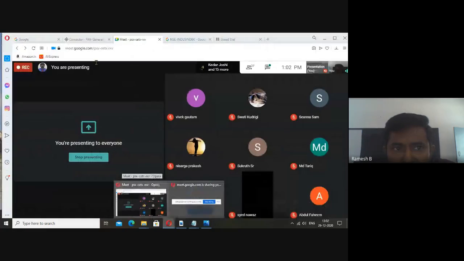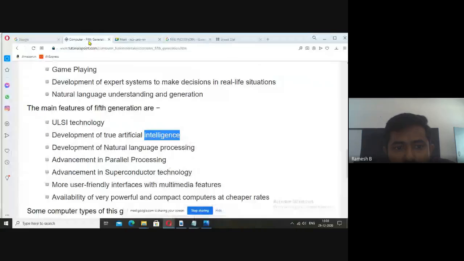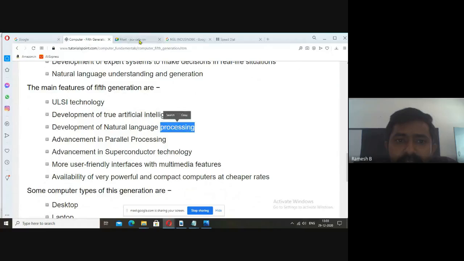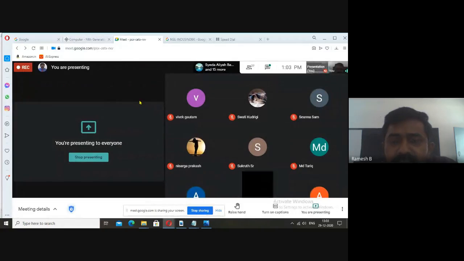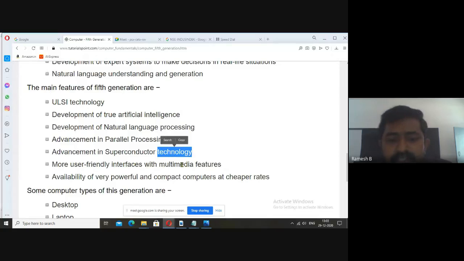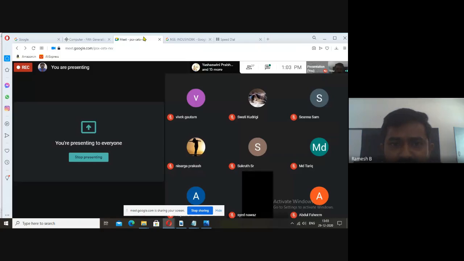That can be achieved by using the fifth generation computers. Now, if you see the characteristics, they're used for natural language processing. They can respond to you in natural language, in Hindi, in Kannada, in German, French. That's what natural language processing is. Similarly, parallel processing, we can do multiple tasks at a time. Superconductor technology is an advancement in technology. Similarly, it uses multimedia features for gaming purposes. These fifth generation computers are very fast.